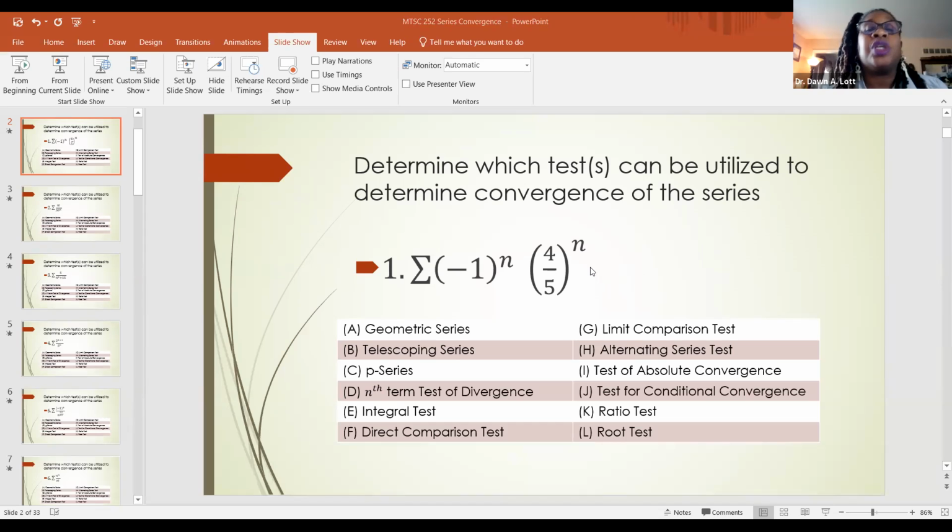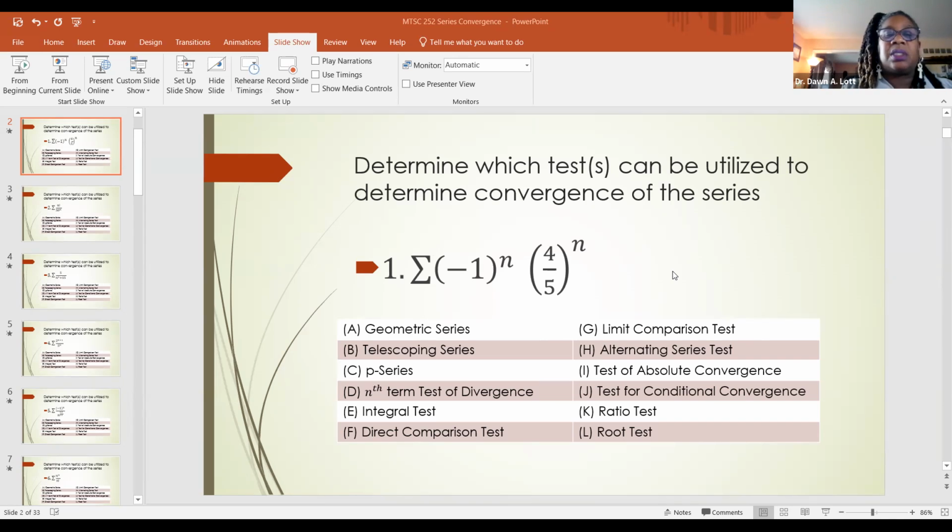Some of them are multiple, meaning if you use the limit comparison test or the direct comparison test, you're comparing it to something else. So you have to include the other thing you're comparing it to. If I do the limit comparison test, I'm comparing it to a P series. I have to know the P series converges or diverges. But if I'm doing a geometric series test, that's it. I don't have to do anything. That's a single test all by itself.